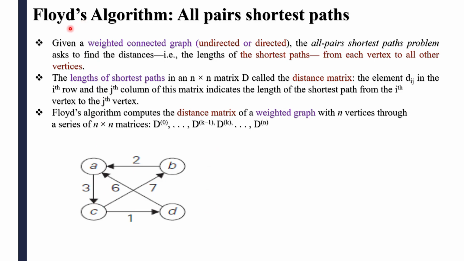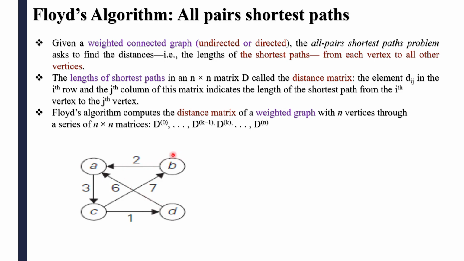I have to find the all-pairs shortest paths. All-pairs shortest path means from every vertex to all the remaining vertices I have to find the path here. For example, this is your A. From A to B, A to C and A to D, we have to find the path, and that path must be the shortest one.